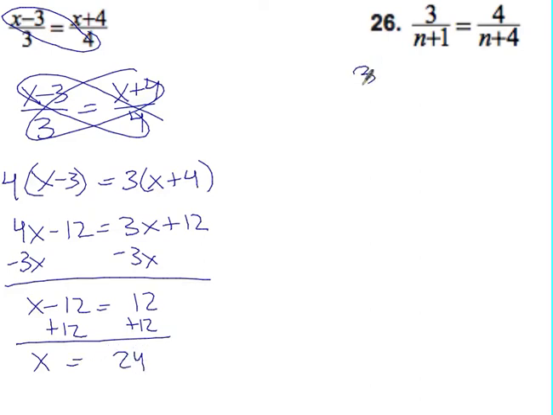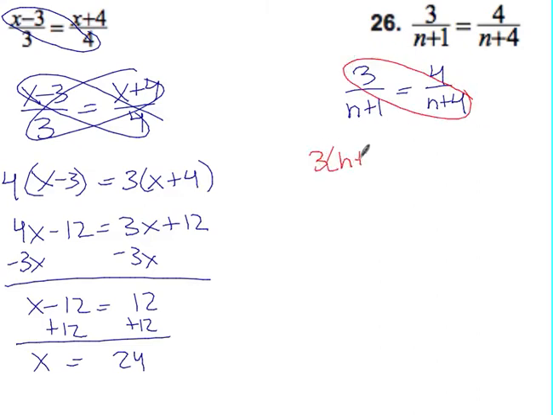Moving on to number 26. We're going to create our little lassos and get multiplying here. 3 times (n plus 4), and 4 times (n plus 1). Distribute: 3n plus 12 equals 4n plus 4.